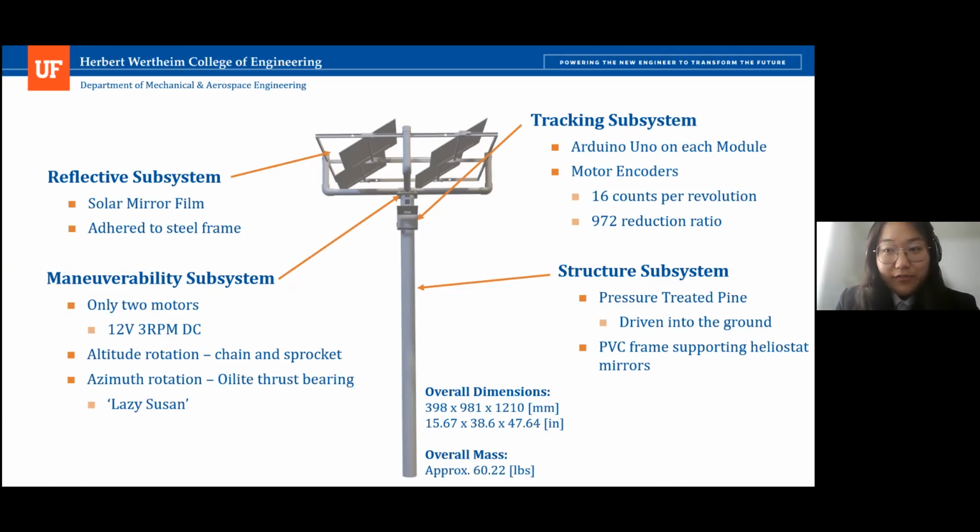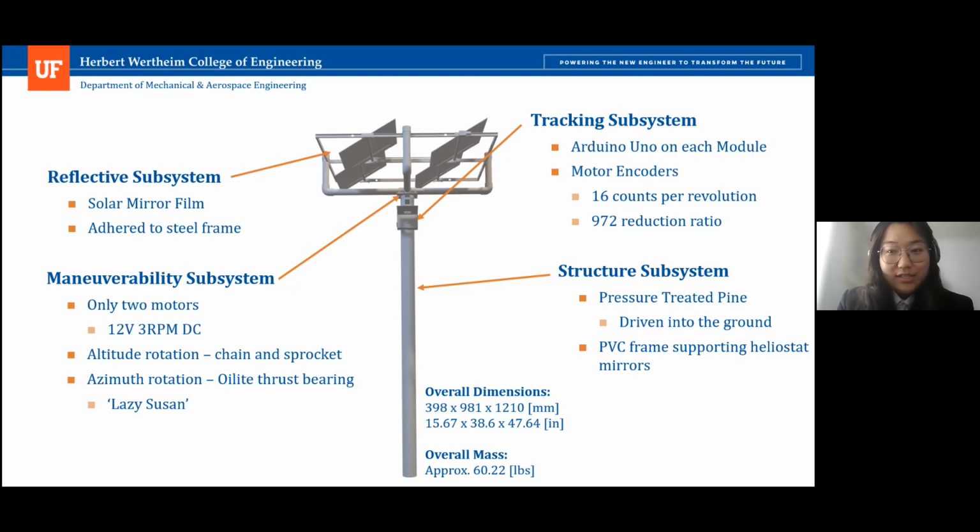Start from the bottom. The first subsystem is the structure system. We use the pressure-treated pine wood driving into the ground. On the top of that, an oil-lite thrust bearing connected the pine wood and the PVC frame. The bearing is from the Maneuverability Subsystem, which enables our module to rotate. On the pine wood, an Arduino from the tracking system is attached to it.